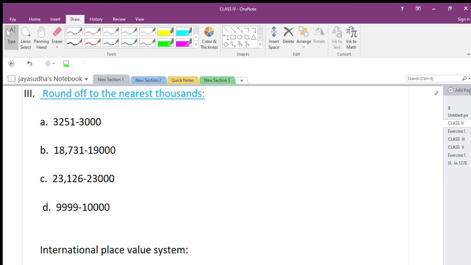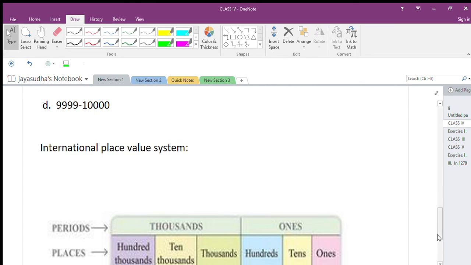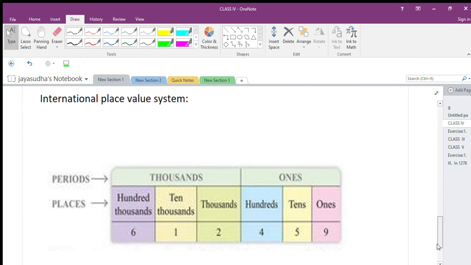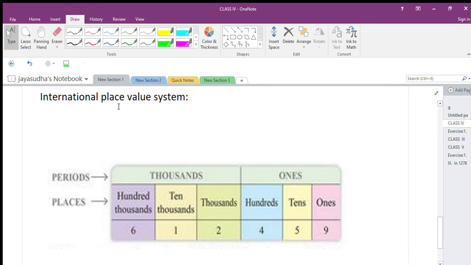Now you finish the nearest thousands. Now move on to the international place value. Before, the Indian place value chart you already know. Now listen, the international place value is followed all over the world. This year you learn only 2 periods: ones period and thousands period. That's enough. 2 periods only you have to learn this year.